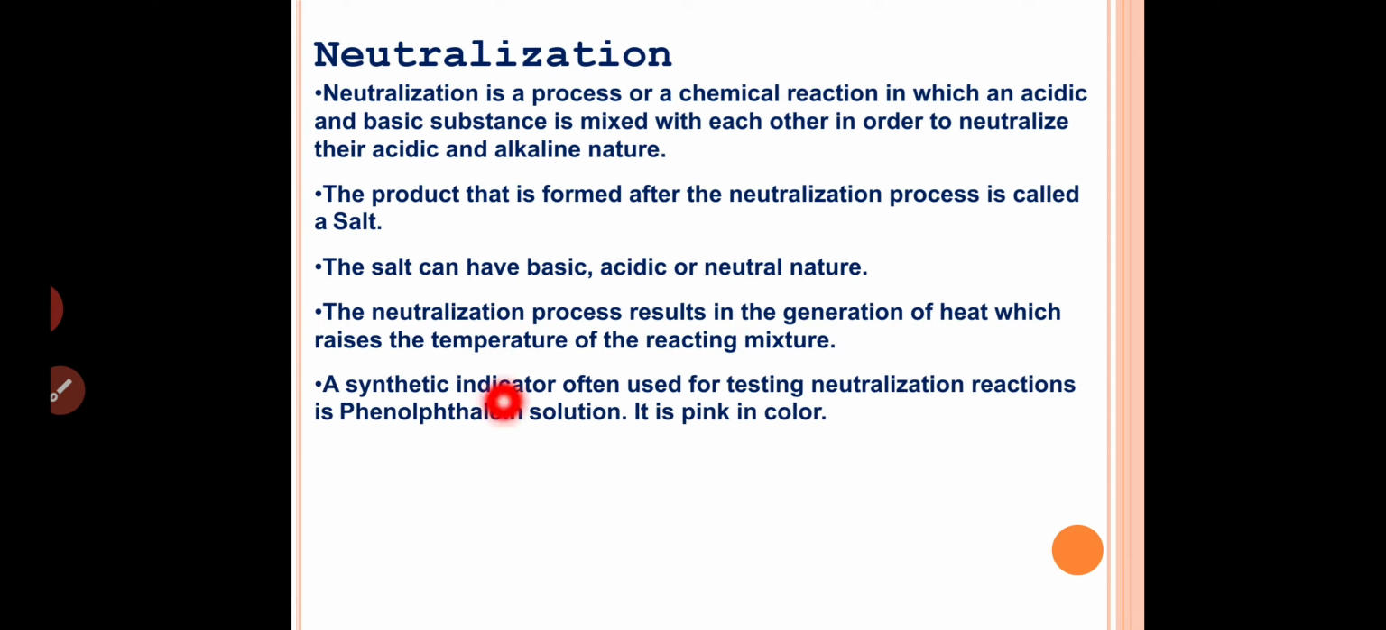A synthetic indicator often used for testing neutralization reaction is phenolphthalein solution. It is pink in color. As we use litmus paper, China rose indicator and turmeric indicator, which are natural, there is also a scientific indicator which is not natural. It is an artificial indicator, and its name is phenolphthalein.